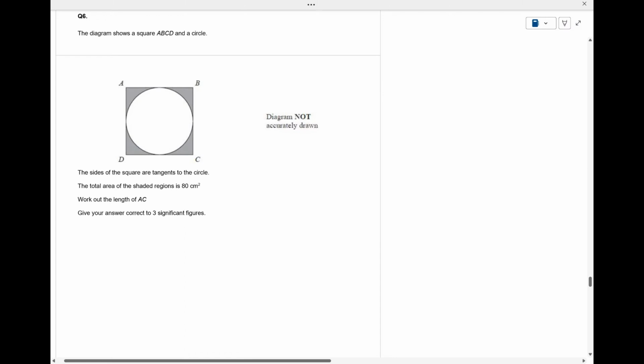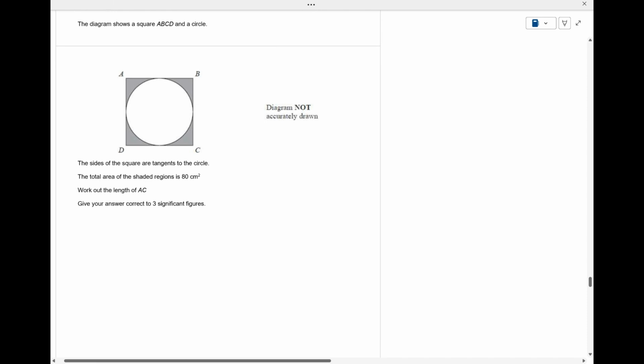Right, you've done it. Welcome to day 21, the last day of the 21 Days to Go series. Let's have a look. We have got a square, ABCD, and a circle. The sides of the square are tangents to the circle. That's how it looks. The total area of the shaded regions is 80 square centimetres. So the area of the square, subtract the area of the circle, is equal to 80. Work out the length of AC.